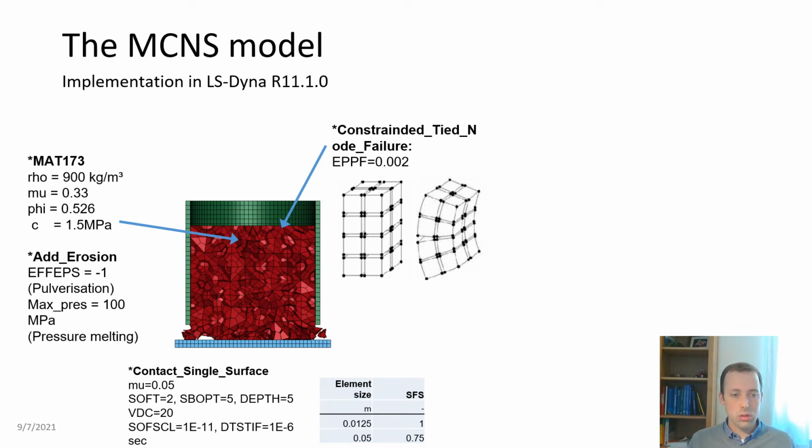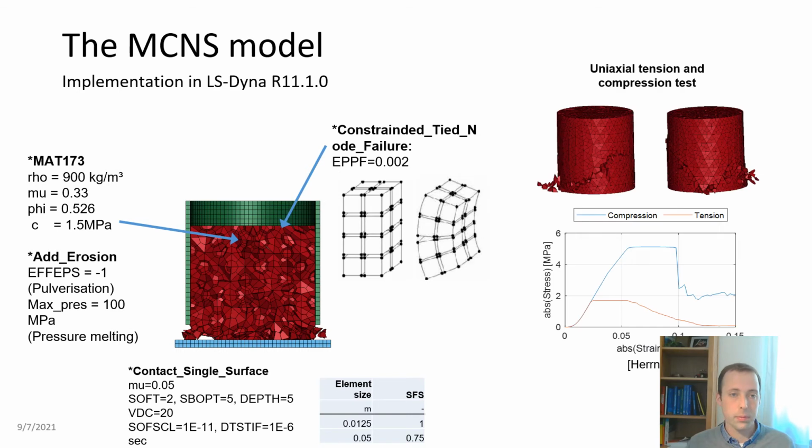Actually, we also use element erosion, but we use it for specific physical-based phenomena such as pulverization and pressure melting, and to also consider the contact between broken elements. We use single surface contact, which is fully surface-based contact with self-friction and a friction coefficient of 0.05.